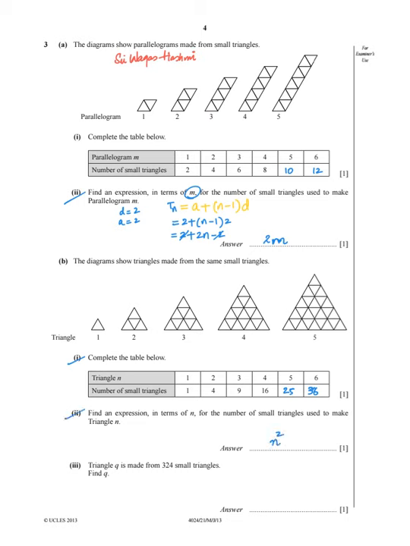Alright, so that is your second part answer. Third part. Triangle Q is made from 324 small triangles. Find Q. Alright, so the nth term we have is n squared. So I can say that 324 equals Q squared, in terms of n, what I have is the variable Q. But the nth term pattern is same. Now you need to find out the value of Q only, so you need to apply root on both sides and Q equals 18.